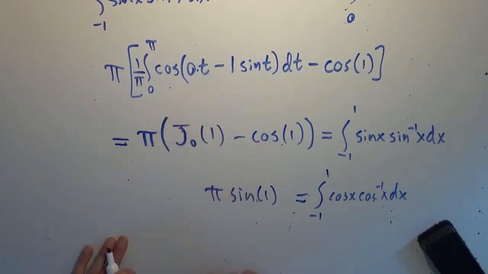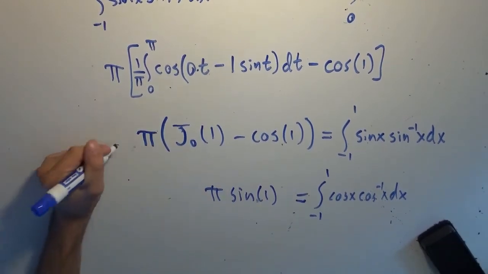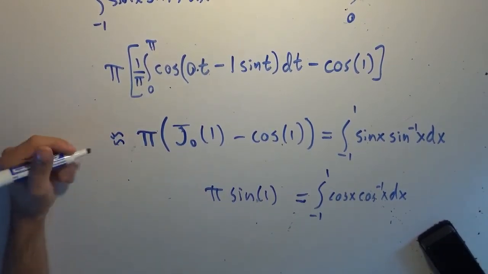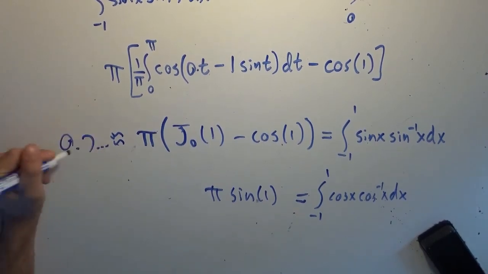So based on the definition of the Bessel function that I just gave you, this is what this number is equal to, and it is about, what's it about equal to? It's about equal to 0.7-ish. Not a very large number, but it's about equal to that.